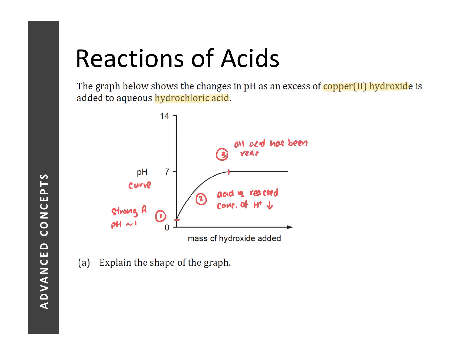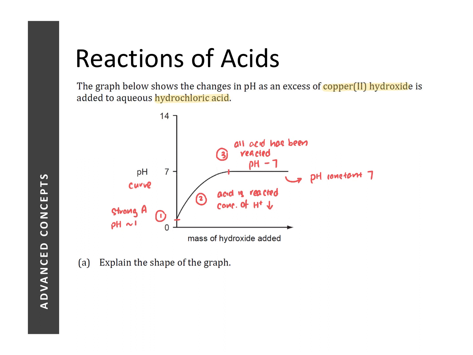Okay, and since all your acid has been reacted, the pH will be a neutral pH where it's 7. The last region or point that we need to explain is why the pH remains constant at 7. Once again, we are looking at copper 2 hydroxide.